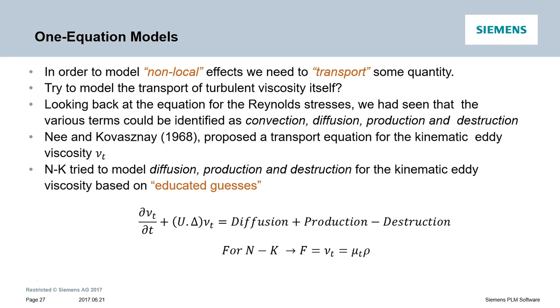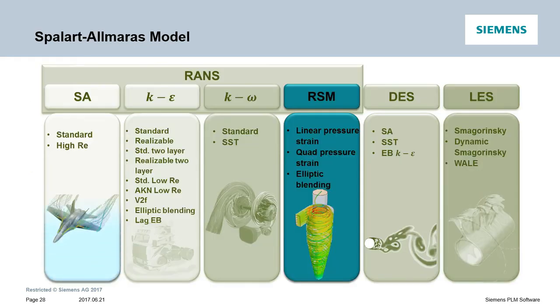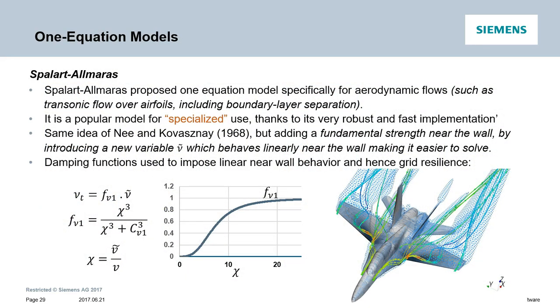But still, this objection did not discourage the development of a very similar and extremely popular model, the Spalart-Allmaras model. Spalart and Allmaras devised a one equation model based primarily on empiricism and dimensional arguments. It uses a variable which is very similar to eddy viscosity, but it behaves linearly near the wall, hence facilitating the numerical solution. It also uses some damping functions next to the wall to calm the turbulence near the wall.